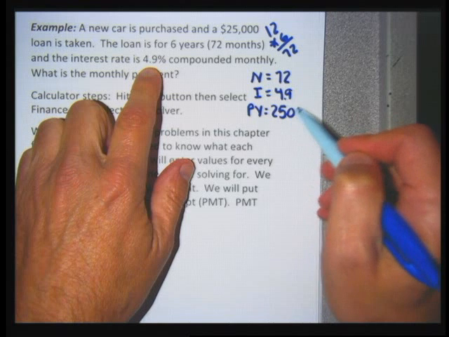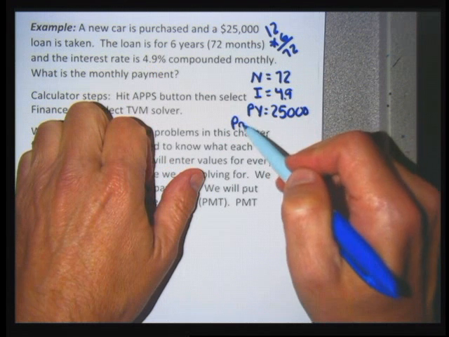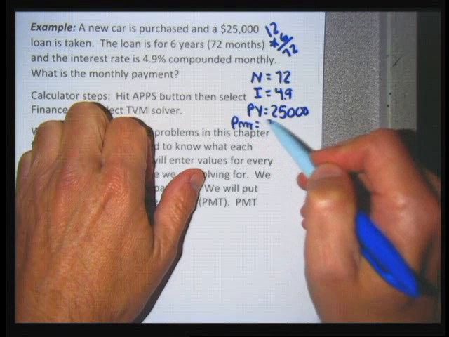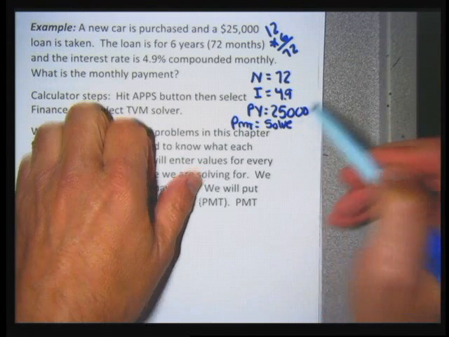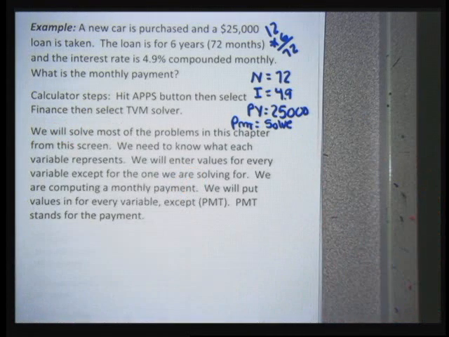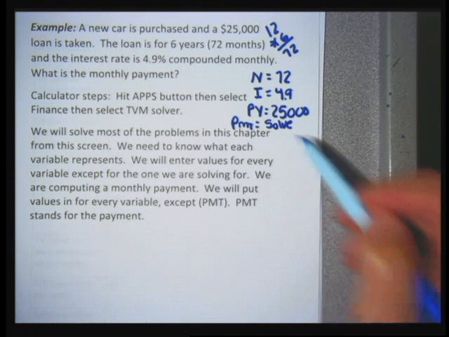I don't need dollar signs. I don't need commas. The PMT stands for the payment. This is what I'm going to solve for. My PMT has a dollar amount in there already. I'm not going to change it. I'm going to leave it there. Once I get the rest of the figures in, my calculator will put the right payment in when I tell it to put the right payment in.